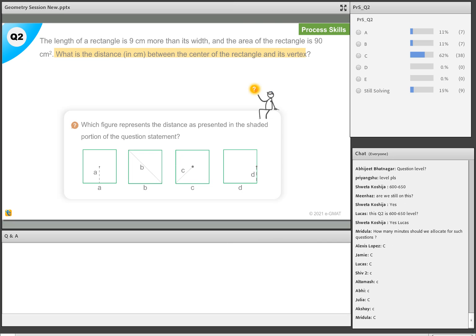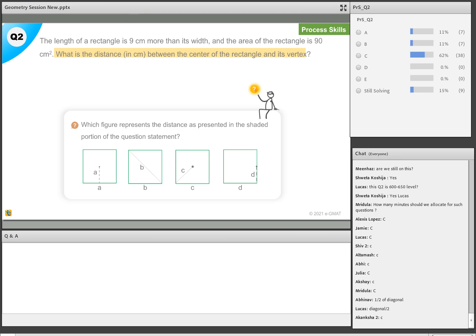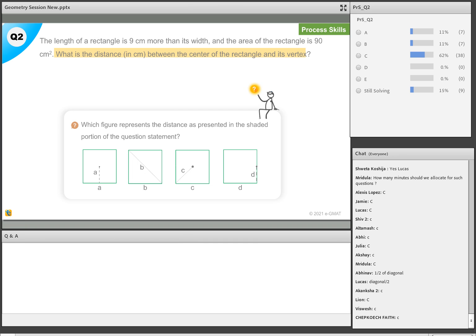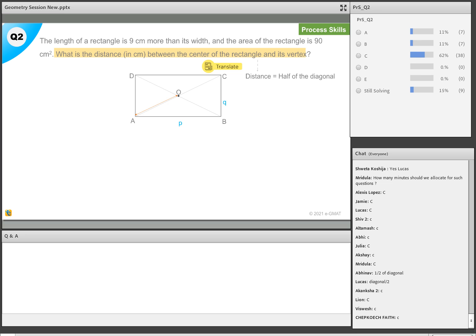Absolutely correct. You are looking to find out the value, or essentially the figure that's shown in choice C, right? Half of the diagonal. Absolutely, that's perfect, Avinav and Lucas. Okay, so let's get into the question and solve it out.